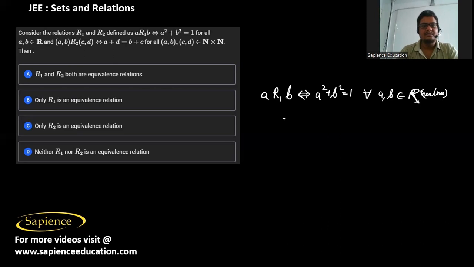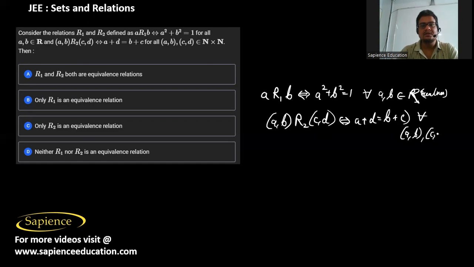Now, (a, b) is related to (c, d) under the relation R2 if and only if a plus d equals b plus c, for all (a, b, c, d) that belong to N cross N. So here a, b, c, d should be natural numbers. Then R1 and R2, both are equivalence relations. So which one is an equivalence relation, that we have to find.